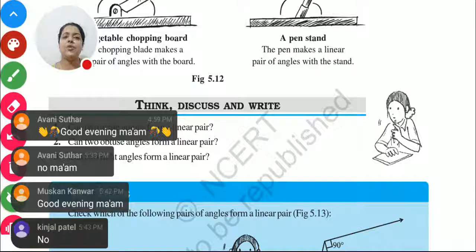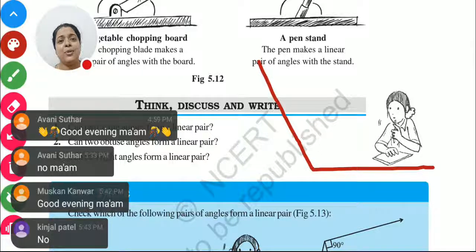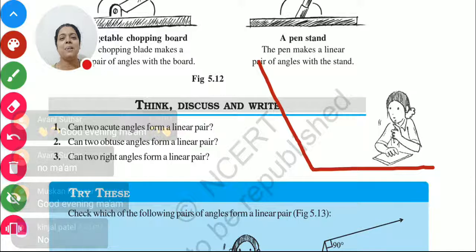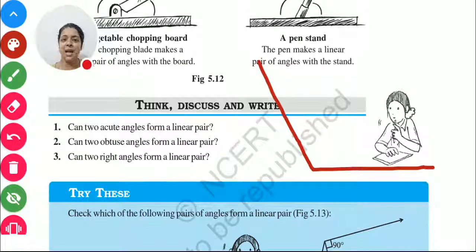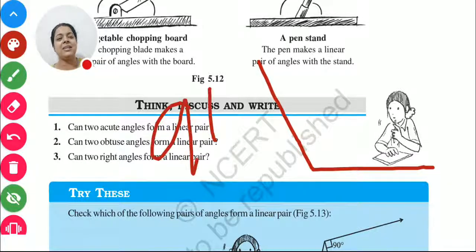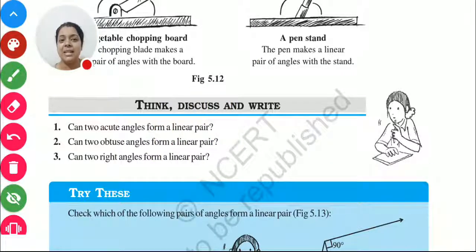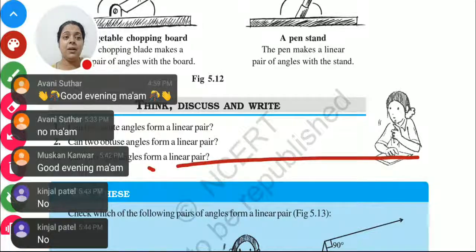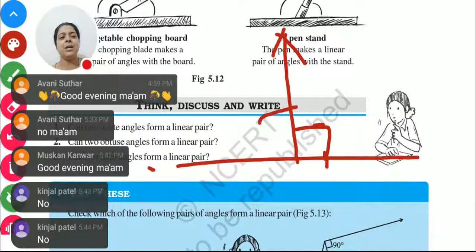Next one. Can two obtuse angles form a linear pair? Let's see. If I take one obtuse angle, another obtuse angle I'm not able to find. When I make two obtuse angles, each more than 90 degrees, it can never be a linear pair, because it can never make 180 degrees. Now coming to the third one. Can two right angles form a linear pair? Yes. One right angle here, another right angle here, and it undoubtedly forms a linear pair.